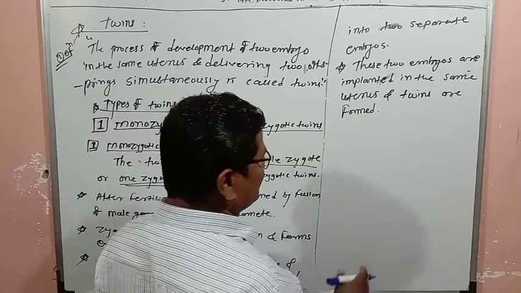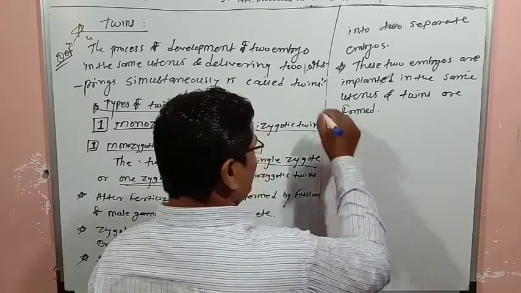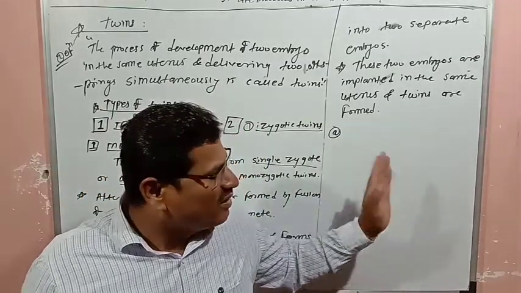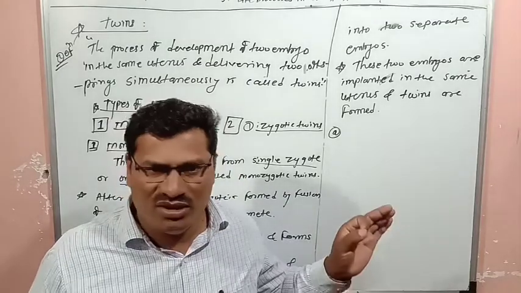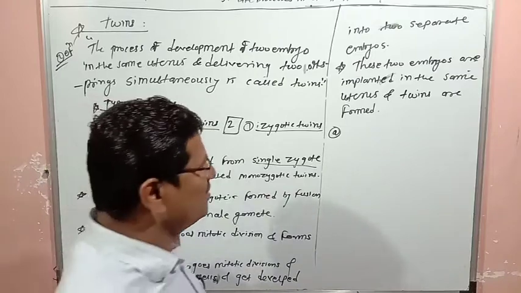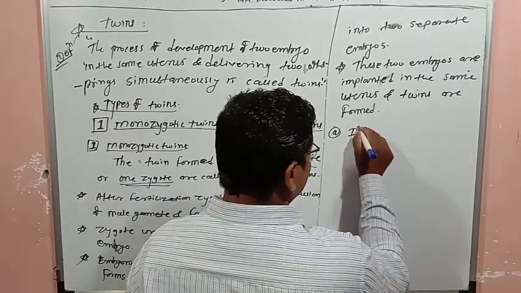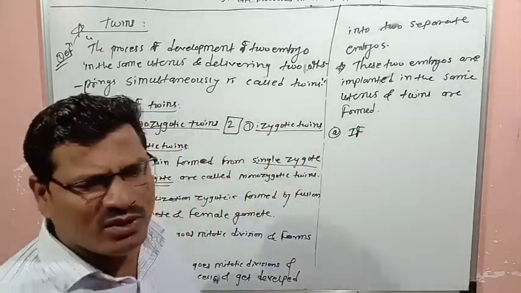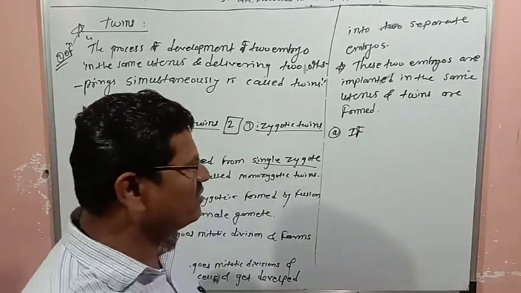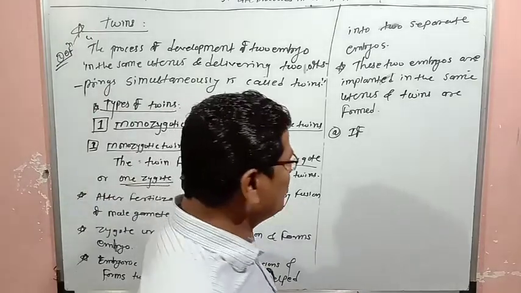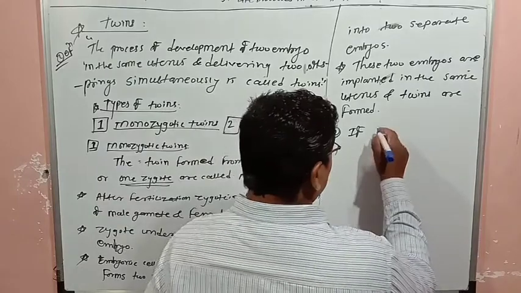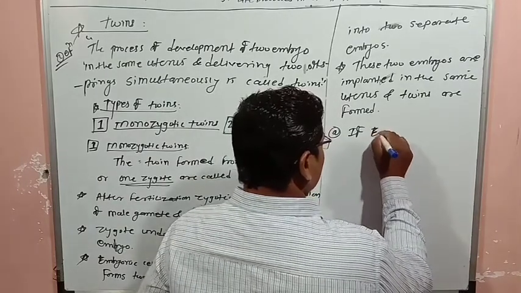Now the next point we'll see. There are two conditions in the case of embryonic development in monozygotic twins. The first condition is if the cells of the embryo divide into two groups before or after 8 days of that particular zygote formation.